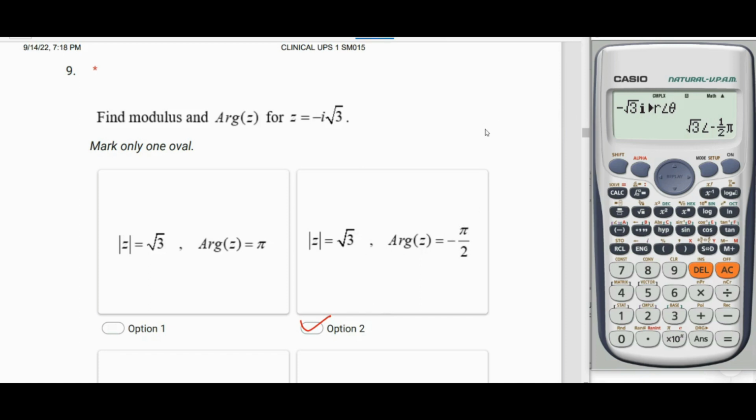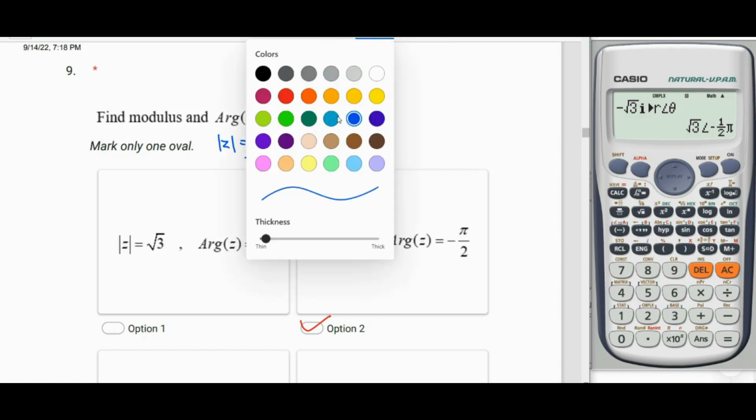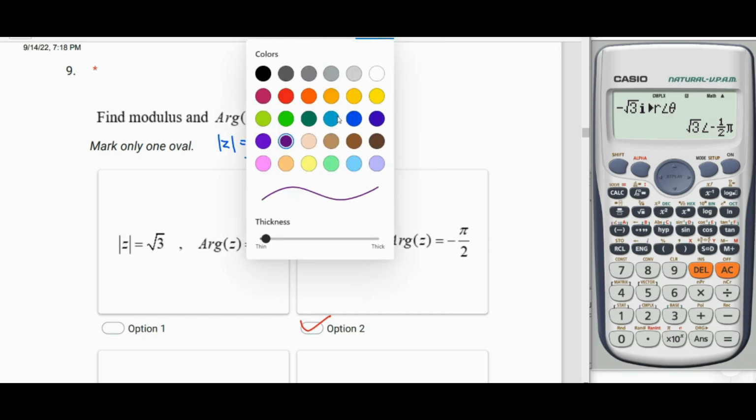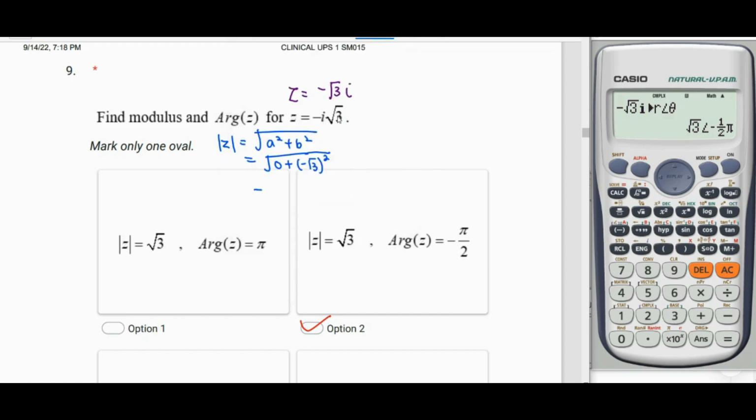So if I want to perform the calculation for the modulus of a complex number, it will be the square root of a squared plus b squared. For this complex number, you don't have any real part. So 0 squared plus the imaginary part, which is negative 3 squared. We have to rearrange the complex number, which equals negative 3i. So from here we simplify negative 3 squared and square root, it will give you 3 only.